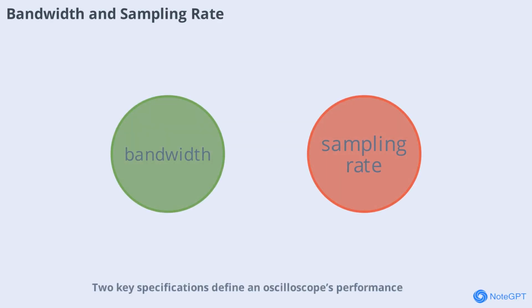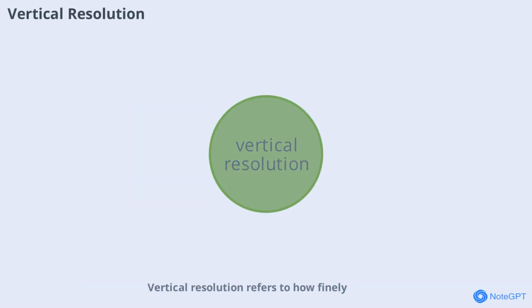Two key specifications define an oscilloscope's performance: bandwidth and sampling rate. Bandwidth determines the highest frequency the oscilloscope can accurately measure, while sampling rate affects how finely the signal is digitized. Choosing an oscilloscope with appropriate bandwidth and sampling rate ensures you capture all the details of your signals without distortion or loss. Vertical resolution refers to how finely the oscilloscope can distinguish voltage levels.